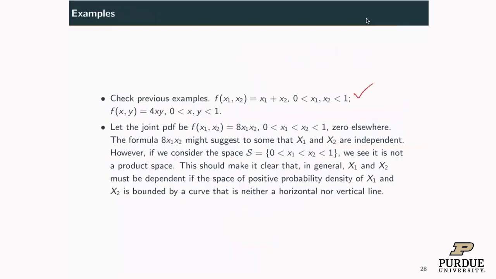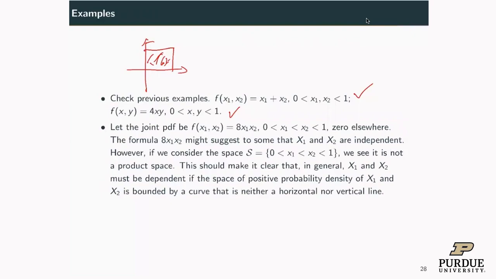So we talked about this example before. So they are dependent. This one you can separate. Also look at the support: 0 less than x, y less than 1. So the support is a rectangle shape.